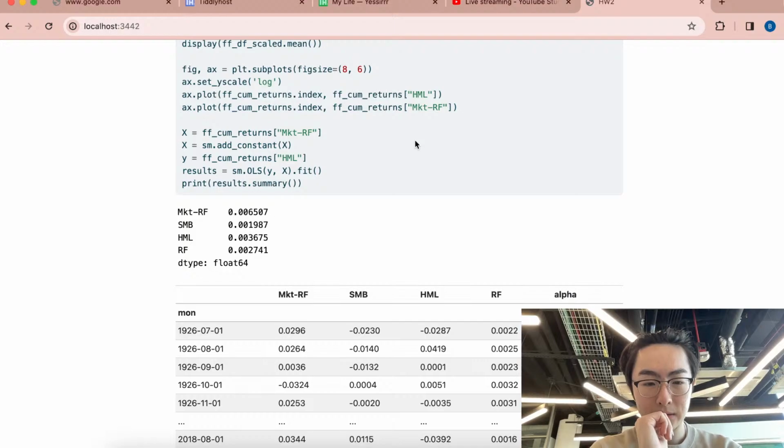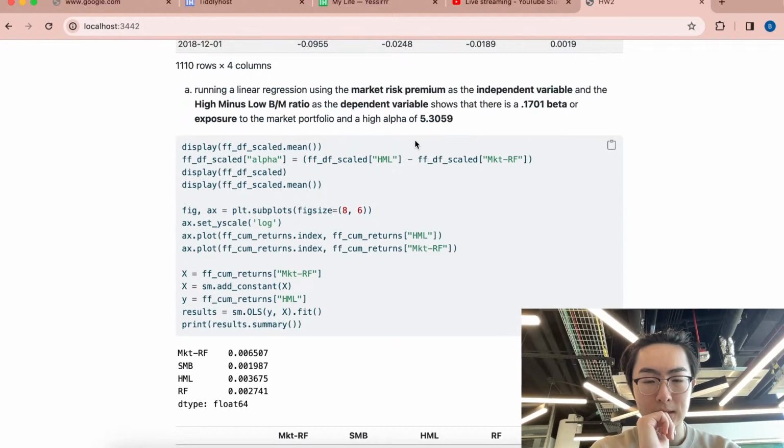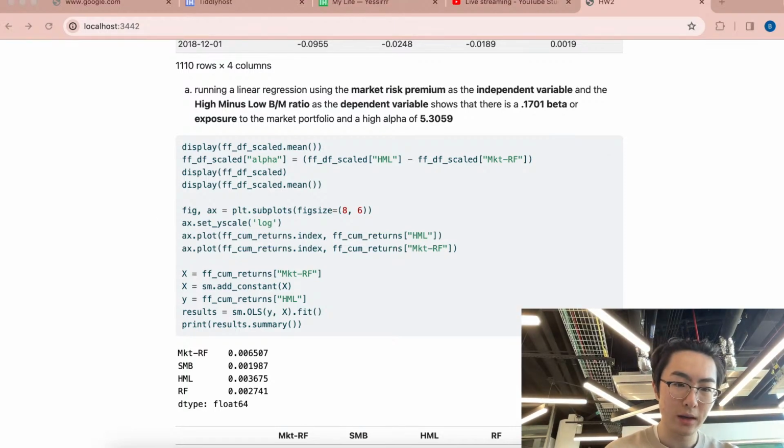So there's a really high alpha, and I'm wondering, what if we just calculate the beta analytically? To do that, I think we could just find the covariance of the two returns, and then scale that by the variance of the market returns. So I'm going to try to do that first.